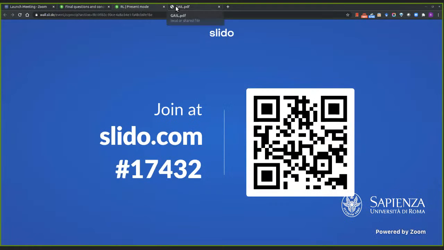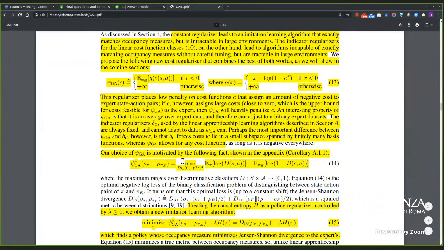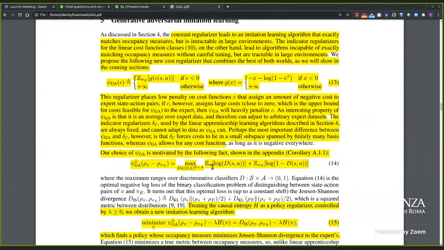Let me see if there are questions so far. No? Okay. So our choice of PsyGA is motivated by the following fact shown in the appendix: if we apply this PsyGA on the occupancy measure matching, then there is a proof that this is equivalent to having this formulation over here, where we are taking the max of the logarithm of D of state and action, where D is a discriminative classifier that returns values in 0, 1, plus this other term over the policy of the expert, where they are maximizing the logarithm of 1 minus D. And you might say, okay, what does this mean?